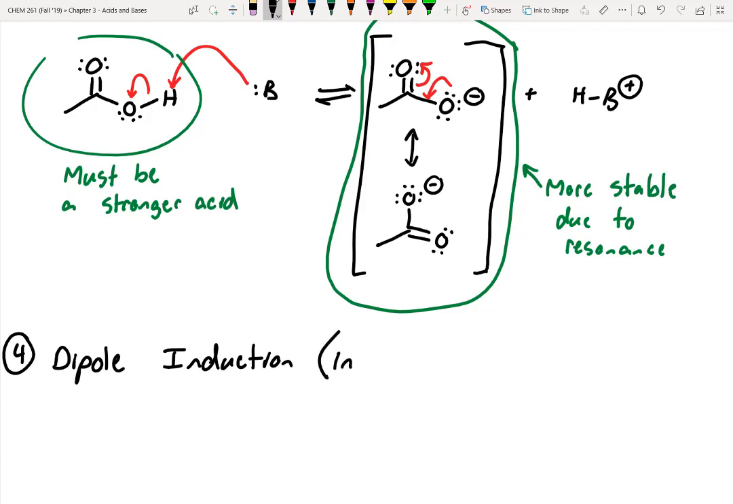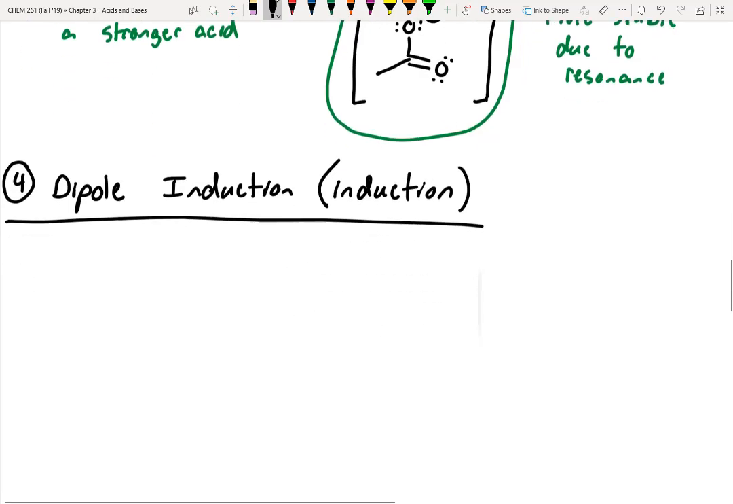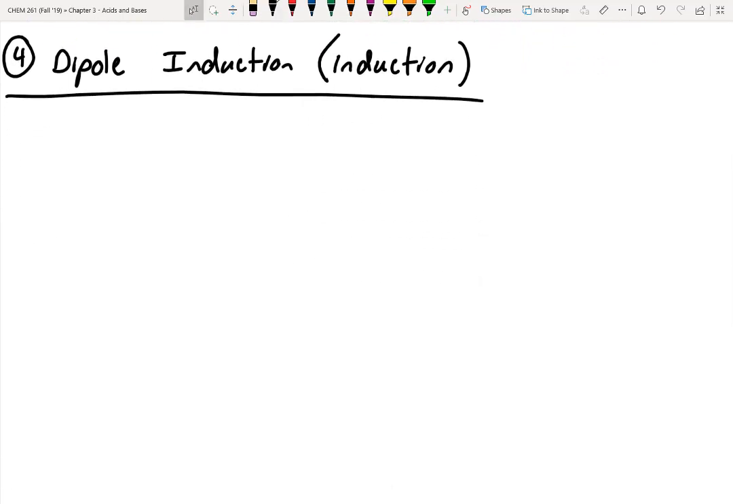Often this is just referred to as induction. Doesn't really matter. I might refer to it either way, either as dipole induction or induction. I like dipole induction because it makes CARDIO sound better. Otherwise, it's CARDO, which, yeah, doesn't work as well.